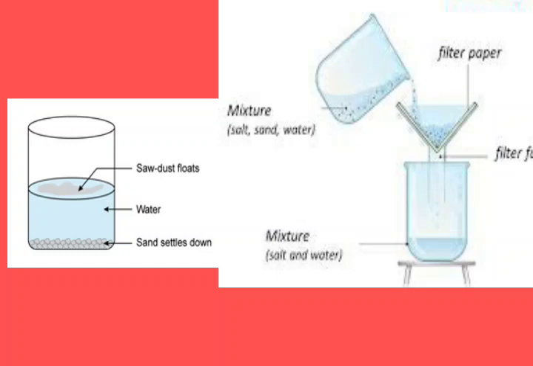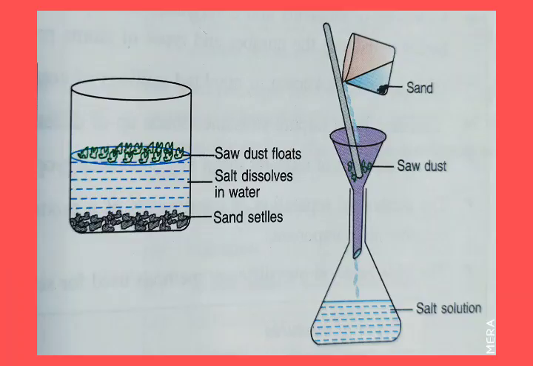Next is separation of constituents of a mixture with more than two constituents. First, we are going to discuss sand, sawdust and salt. The mixture is taken in a glass beaker and water is added to it. Salt dissolves in water, forming a salt solution, because it is soluble in water. Sawdust, being lighter, floats on the surface of water, while sand, being heavier, settles down.